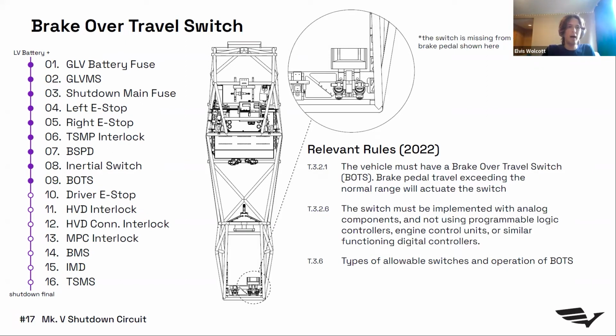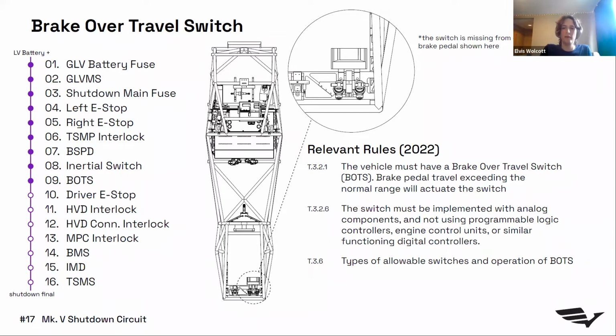The BOTS, the brake over travel switch, is literally just a switch that sits behind the brake pedal. This ensures that if we lose pressure in the brake lines and there's suddenly no resistance in the brake pedal, so you're able to push it all the way past how far it should be able to go under normal conditions, this will trip the switch. Again, if you don't have brakes in a race car, we need to turn it off. Nothing good ever happens when you don't have brakes.